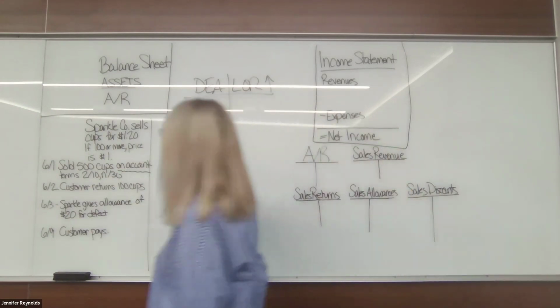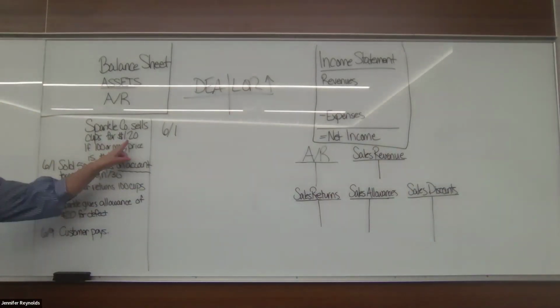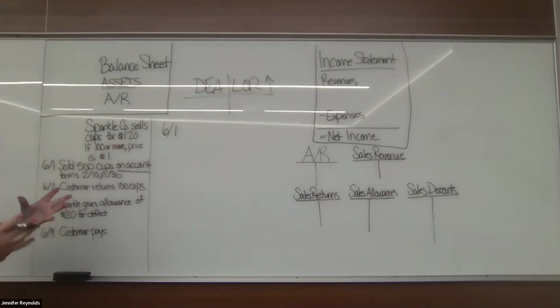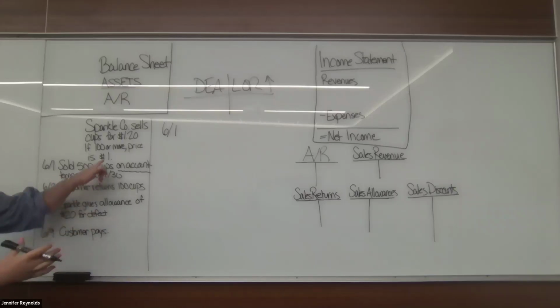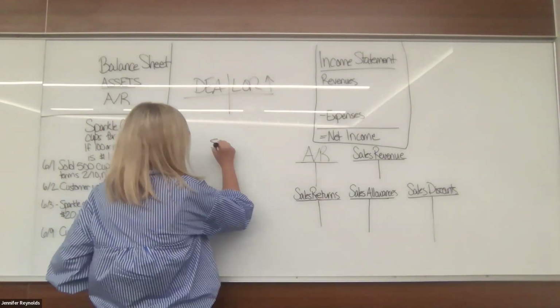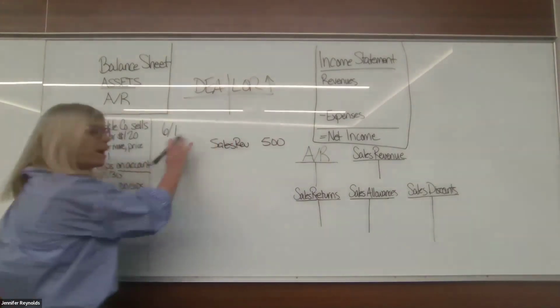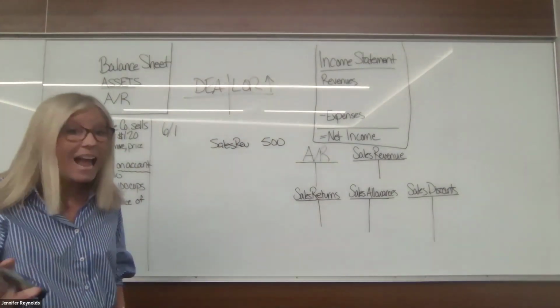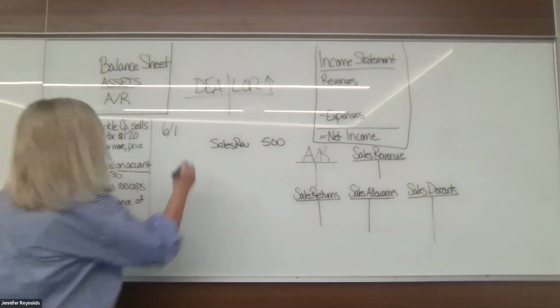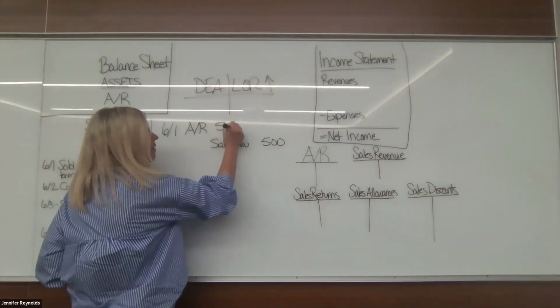What would Sparkle record on June 1st? They sold 500 cups times $1.20? No, this is a trade discount, so we record the discounted price, which is only $1. We record sales revenue of 500 times $1 a cup, $500. What about the debit? Not cash, because we sold them on account. So Sparkle's accounts receivable goes up by $500.